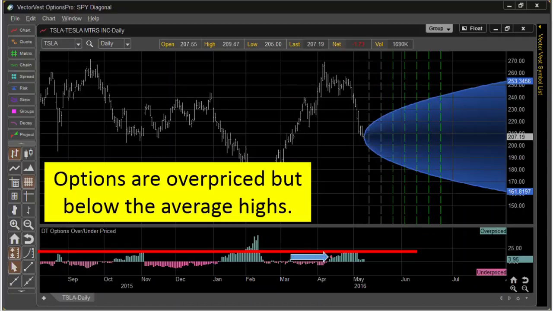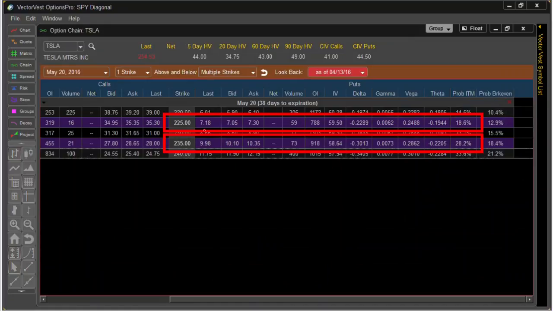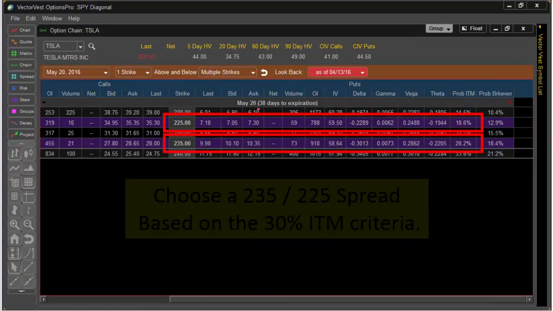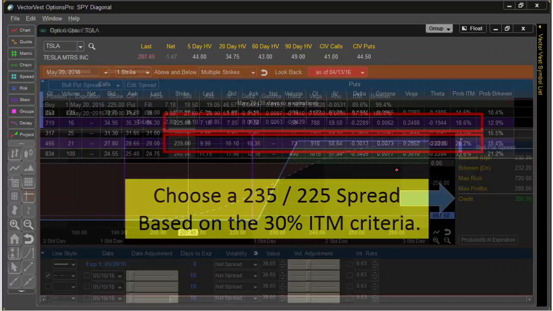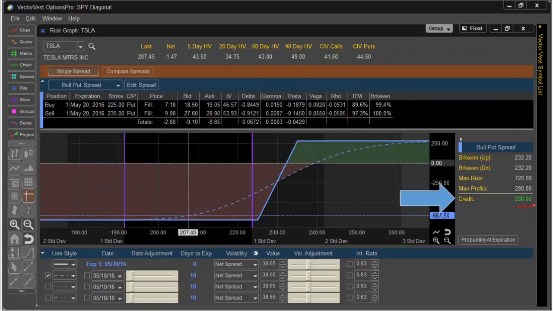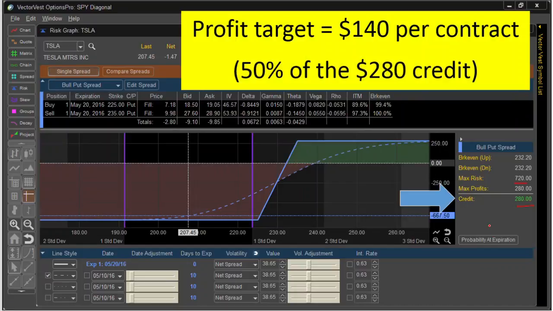So let's take a look at what would have happened if we did that trade. This again was back on 4/13. I chose a 235, 225 put. All right, it's 38 days to expiration. Open interest is good. My prob ITM is good, 28%. Everything looks great there. That trade has a $280 credit, $720 maximum risk. Okay, with a $280 credit, our profit target is going to be $140 per contract.